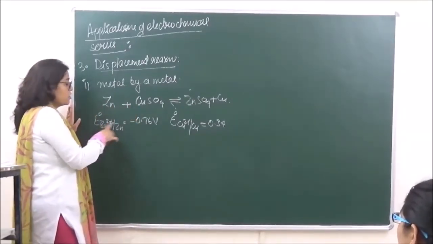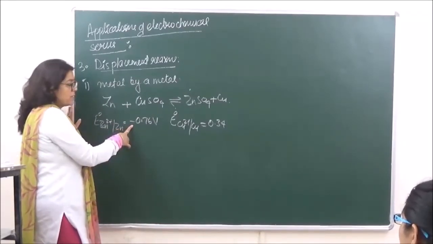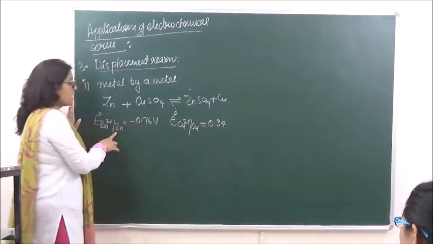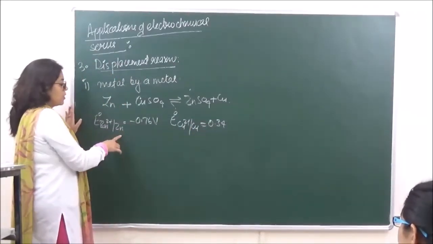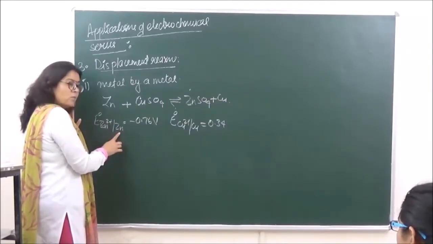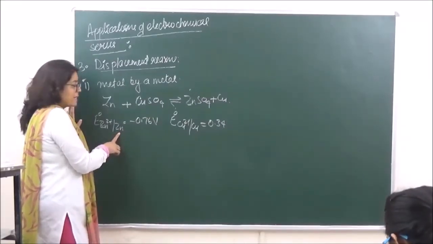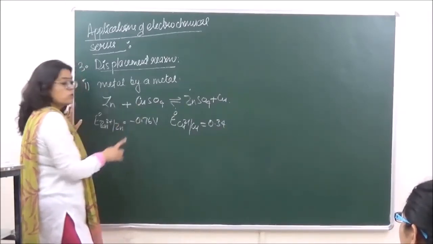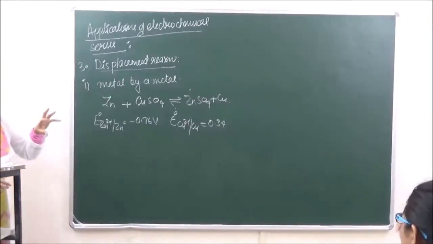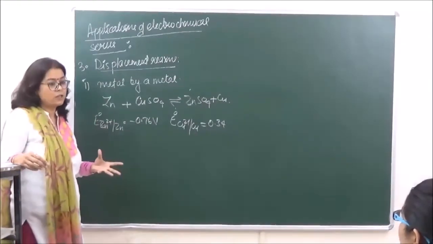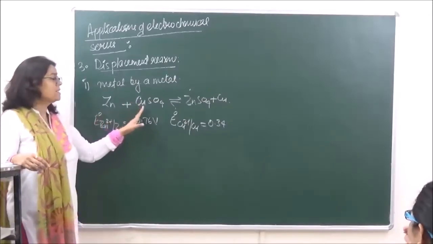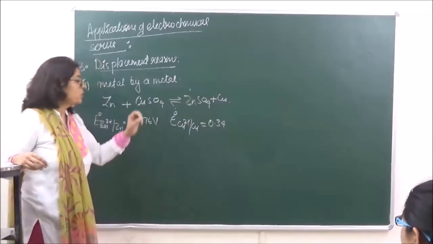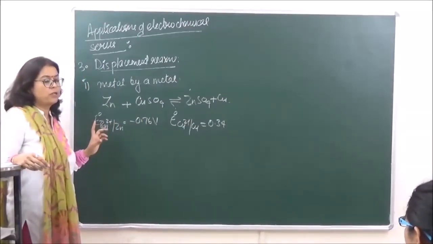Now the reduction potential value of zinc is minus 0.76, and that of copper is 0.34. These values tell us, as when we had done the previous application, that zinc is more active. It's a more active metal than copper. Therefore, it is taking the place of copper. So all the metals having a higher negative value of reduction potential can easily displace the metals having either a lower negative value of reduction potential or a positive value of reduction potential, right?